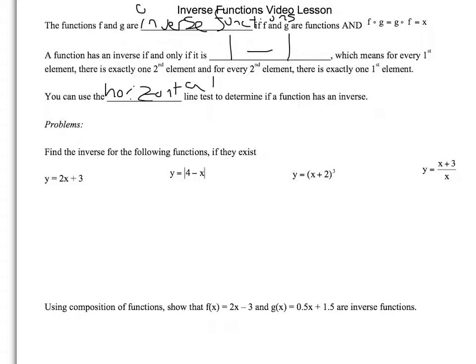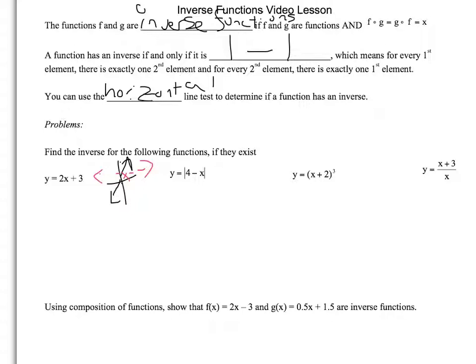Find the inverse if they exist. Okay, first thing we are going to do is see if an inverse exists, and the way you do it is by graphing. When I graph 2x plus 3 in my calculator, I'm going to just draw a little picture. I see that I get a line like this. That line will pass the horizontal line test, so it does have an inverse.